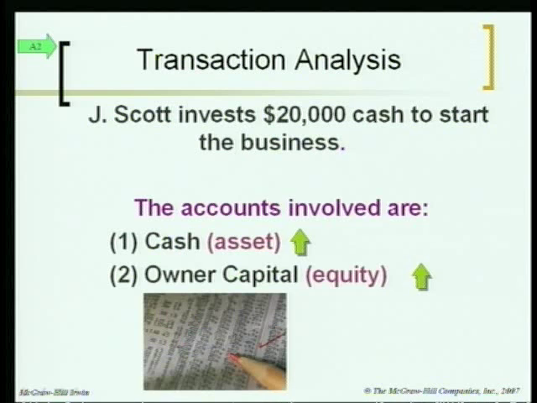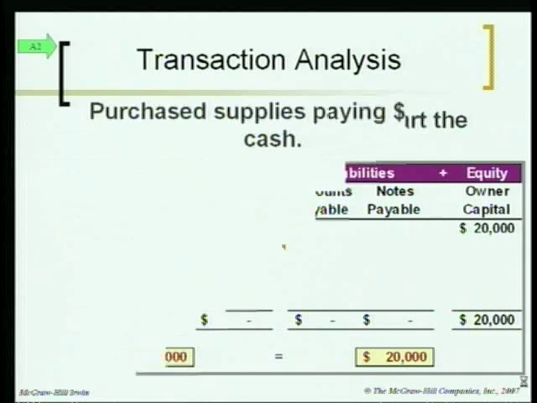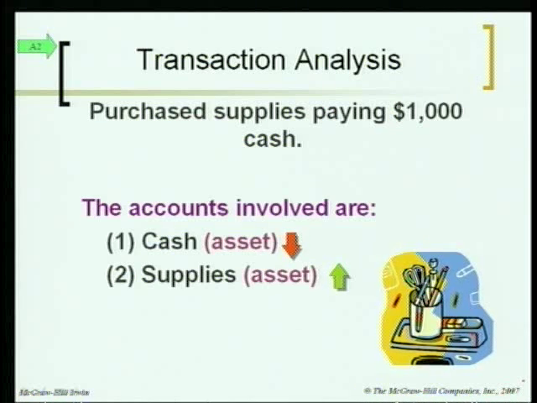So what goes up here? Cash goes up, owner's capital goes up, okay? If you look at it in this sort of a format, looking at the screen, cash goes up by $20,000, and equity goes up by $20,000 because owner's capital went up by $20,000. Does the accounting equation, is it equal? It is, isn't it? Let's do another transaction. Let's say we purchased supplies paying $1,000 in cash. Well, cash would go down by $1,000, but supplies, which is also an asset, would go up by $1,000.